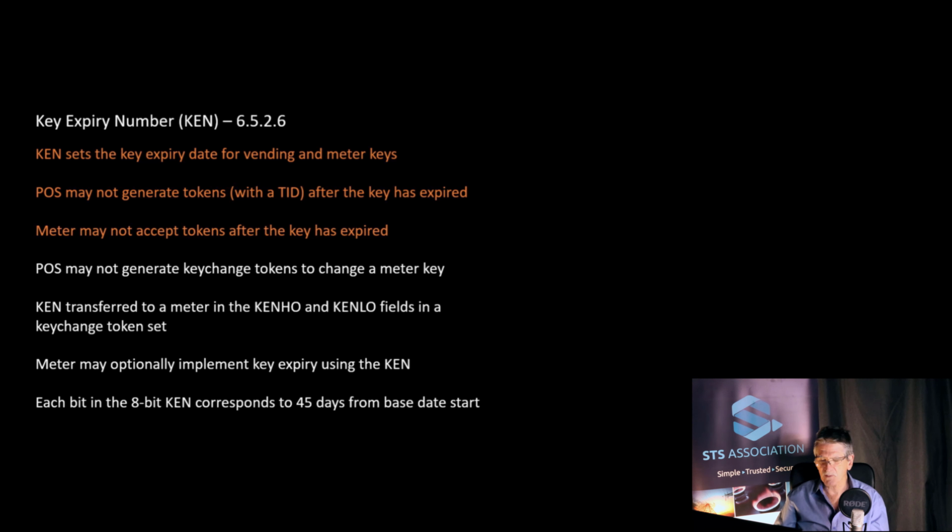The KEN is transferred to a meter in the key expiry number high order and the key expiry number low order fields in a key change token set. The meter may optionally implement key expiry using the KEN if it wants to, or you can set the KEN to all Fs, in which case it doesn't ever expire. Each bit in the 8-bit KEN corresponds to 45 days from the base state start.